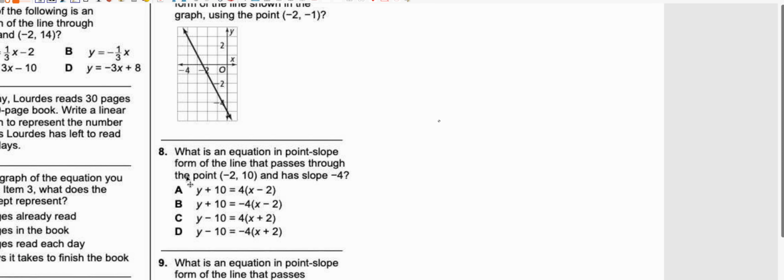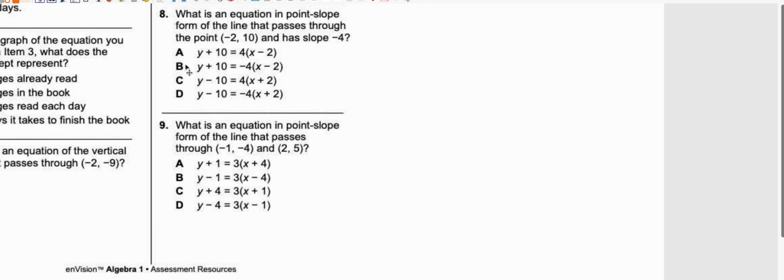All right, number 8. That's just the same thing, but they give you the numbers. The equation of the line that passes through the point (-2, 10) and has a slope of -4. So look at A and C: the slope is not negative there. We're looking for a negative slope, so I can cross out A and I can cross out C. And you need to subtract, so then you can cross out B because it had a positive 10. They swap the signs on the one that's wrong. It's D.